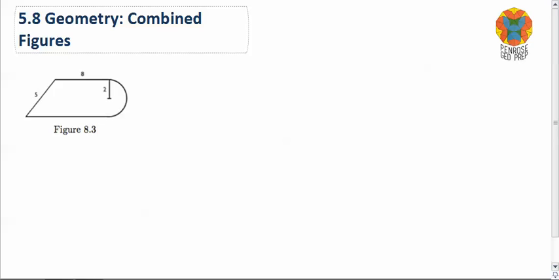So you want to separate the figure into triangles, rectangles, circles, anything that you know how to solve the area for. Okay, so let's take a look at the figure for this problem. Pause the video now and try separating the figure into different shapes that you know you can find the area of. Here's a hint: you should separate the figure into 3 different shapes.